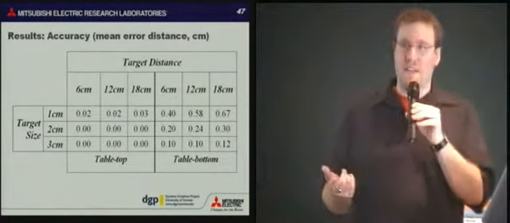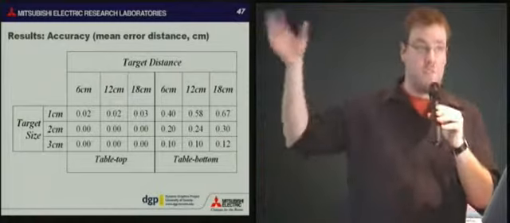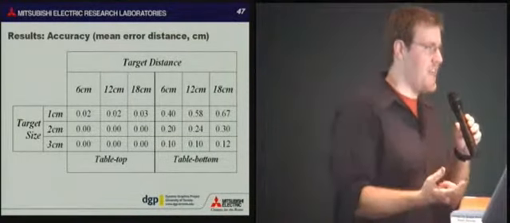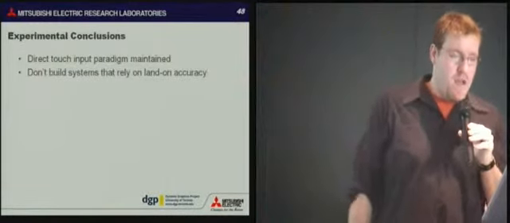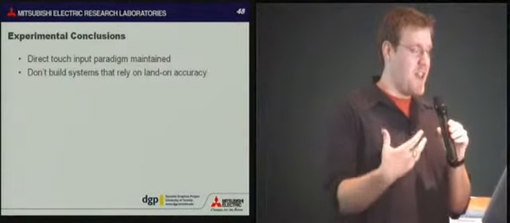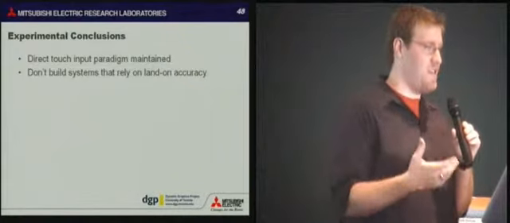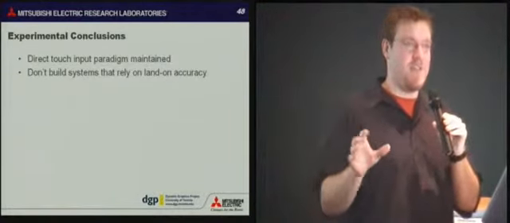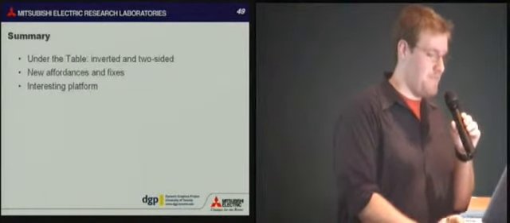What it also tells us is that the user does have a pretty good understanding of where their hand is. It's just not quite good enough to do these accurate selections. So our experimental conclusions are that the direct touch input paradigm is maintained, and that you shouldn't rely on the accuracy of land-on for your technique.